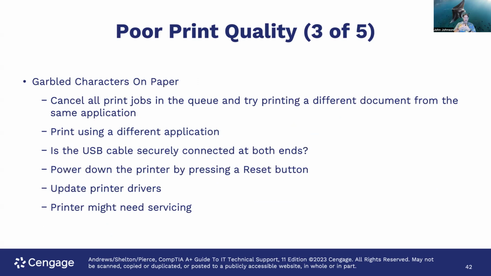You can also have garbled characters on paper. So in that case, you're going to cancel all print jobs in the queue and try printing a different document from the same application. You can try printing using a different application. You can check to see if the USB cable is securely connected at both ends and make sure it's not missing any data coming through there. You can power down the printer by pressing a reset button. You can update your printer drivers, and the printer might need servicing at the end of the day. You may have to bring it to a company that's actually trained specifically on that manufacturer's printer devices.